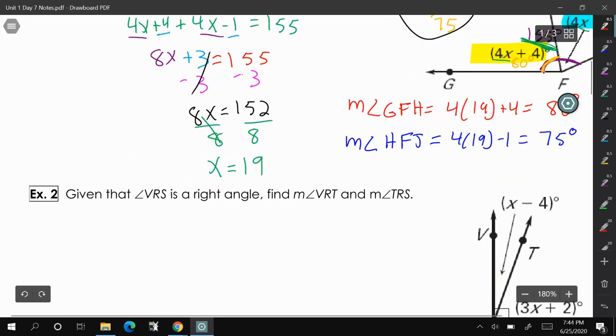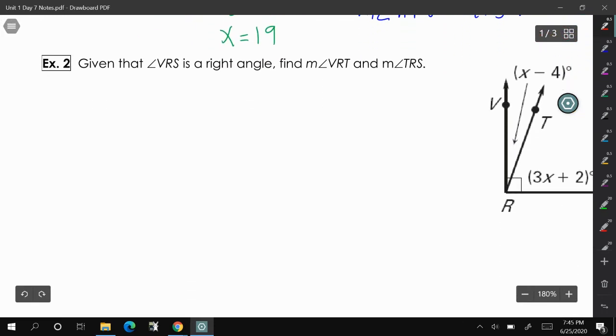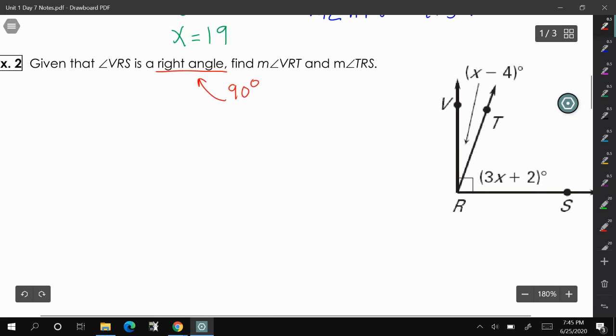All right, let's look at the next example. It says, given that angle VRS is a right angle, so right then and there, we know that this is 90 degrees. Find the measure of angle VRT, which is this angle right here, and the measure of angle TRS, which is this one right here. So we know these two angles need to add up to the whole thing, which is 90. So x minus 4 plus 3x plus 2 is equal to 90.